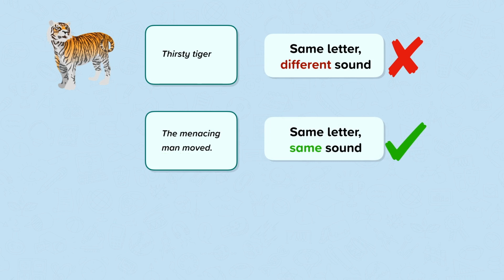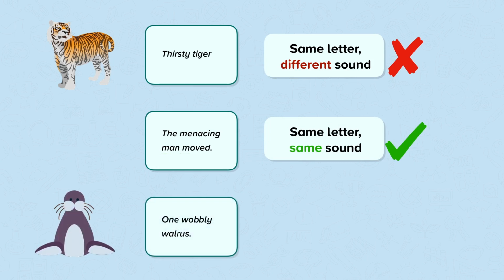Now, let's look at our final example, one wobbly walrus. This is an example of alliteration where the letter is not the same, but the sound is the same. One starts with the letter O, and wobbly and walrus begin with the letter W. However, the sound they make is the same, so this is an example of alliteration. This is an example of alliteration where the letter is different, but the sound is the same.